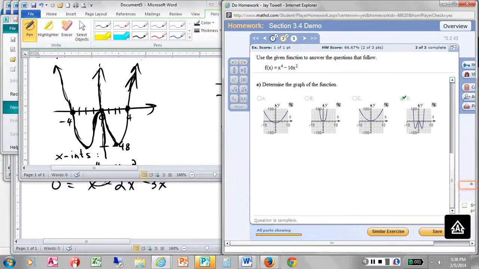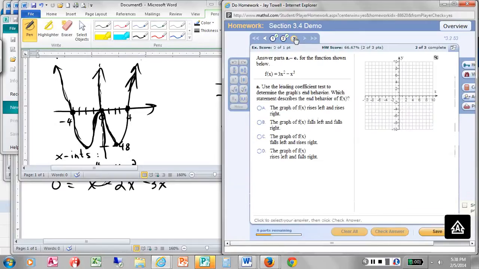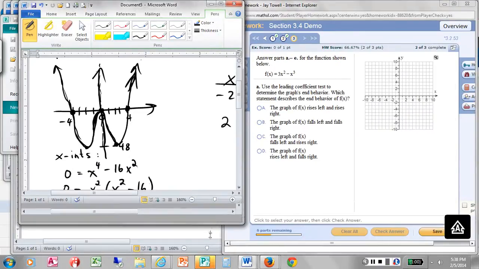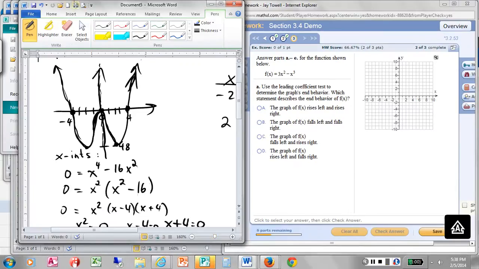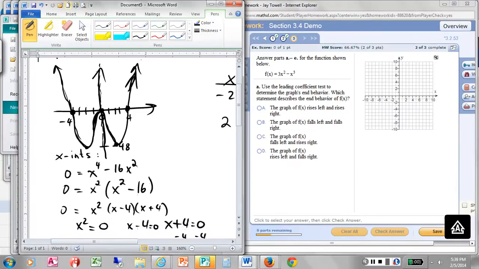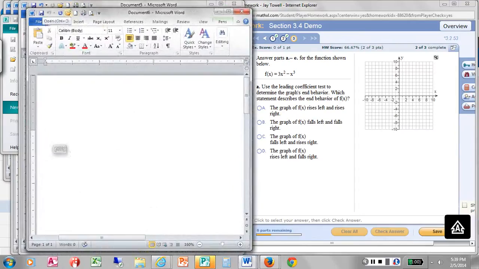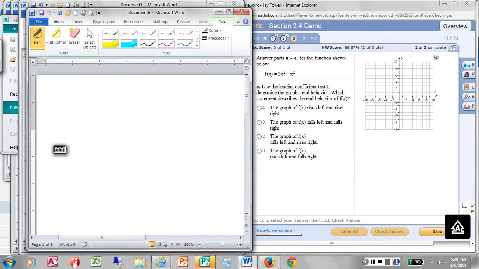Okay. All right. Let me go on to my third one. Answers A through E. For the function shown below, f of x equals 3x squared minus x cubed.